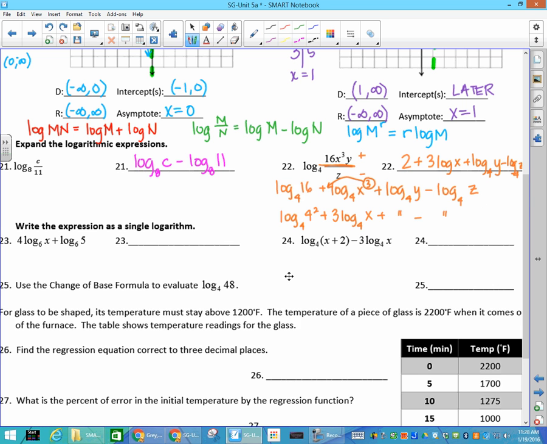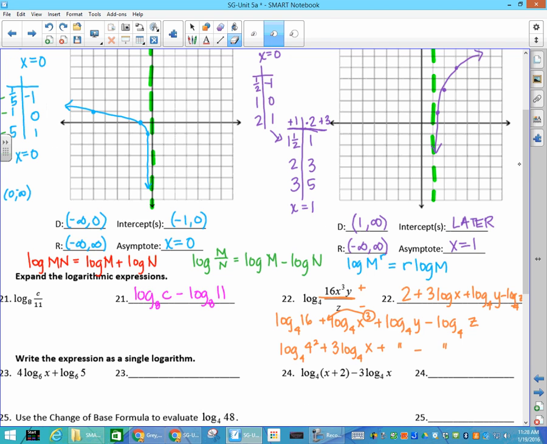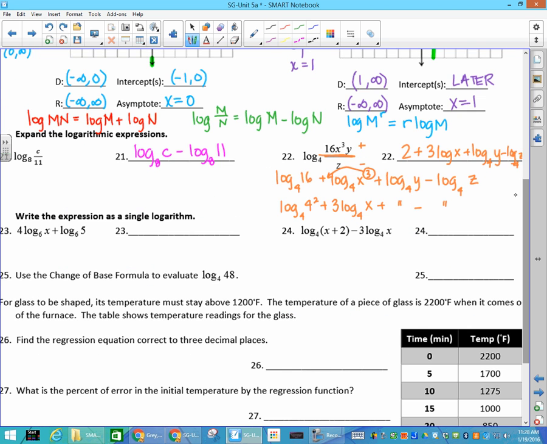I'm going to rewrite that because sometimes I print it, so let's do that. Write a little small: 2 plus 3 log base 4 of x plus log base 4 of y minus log base 4 of z. There we can see it all.